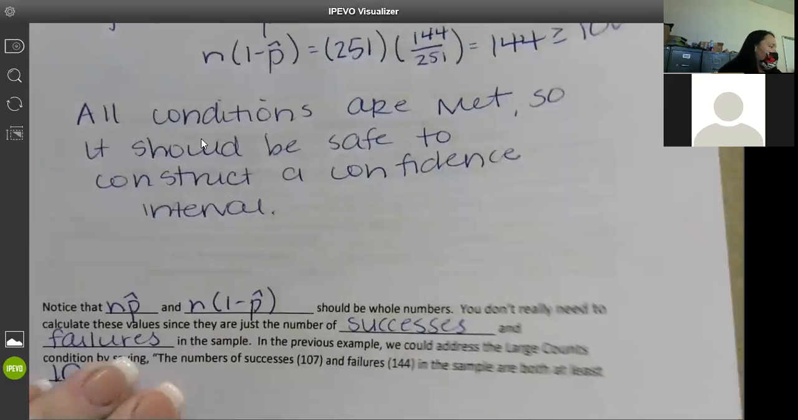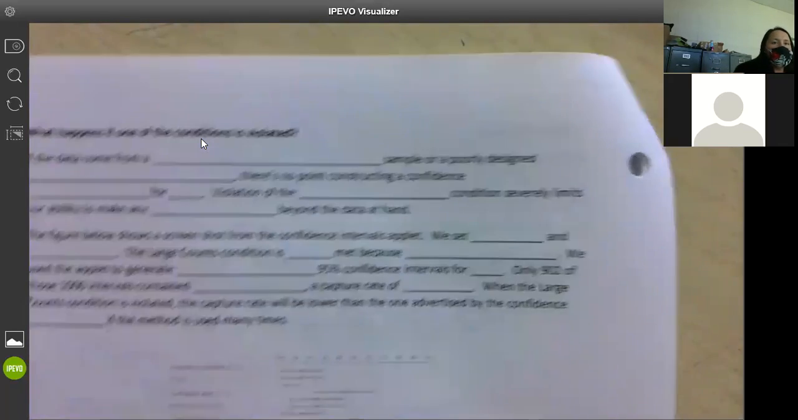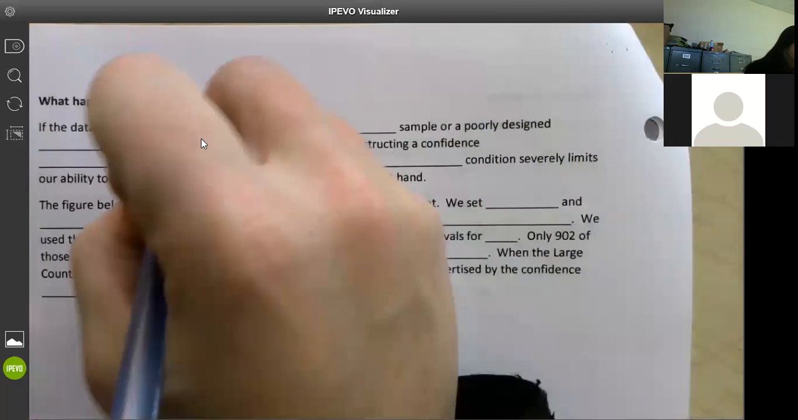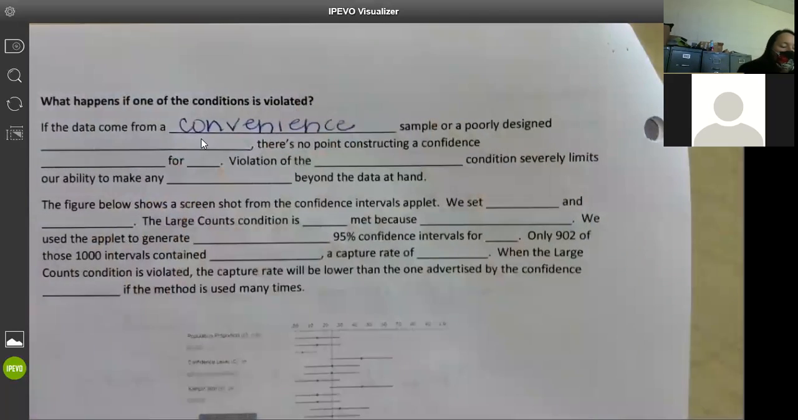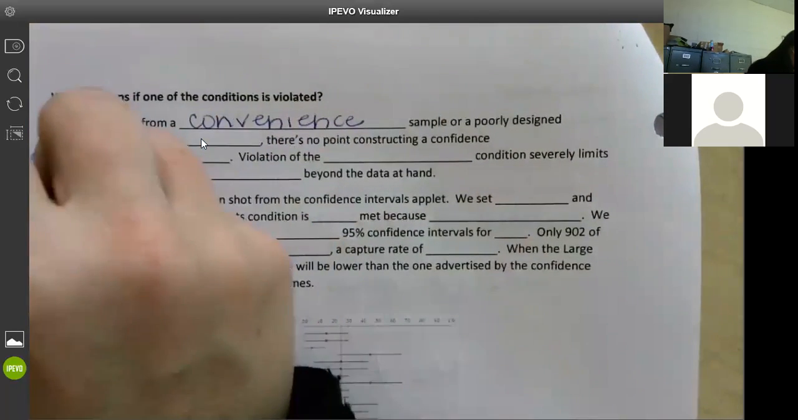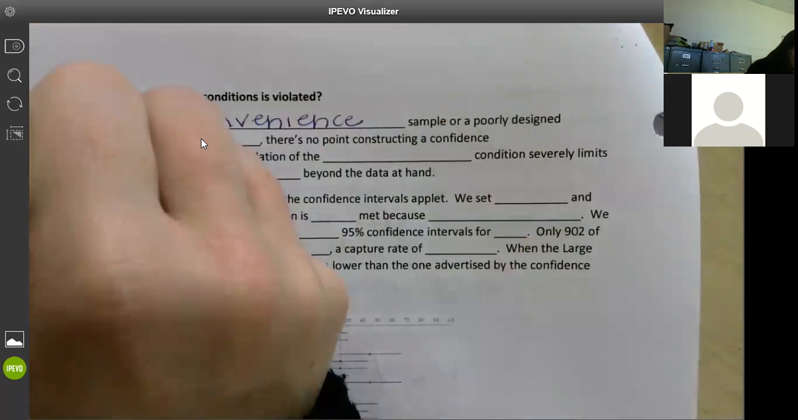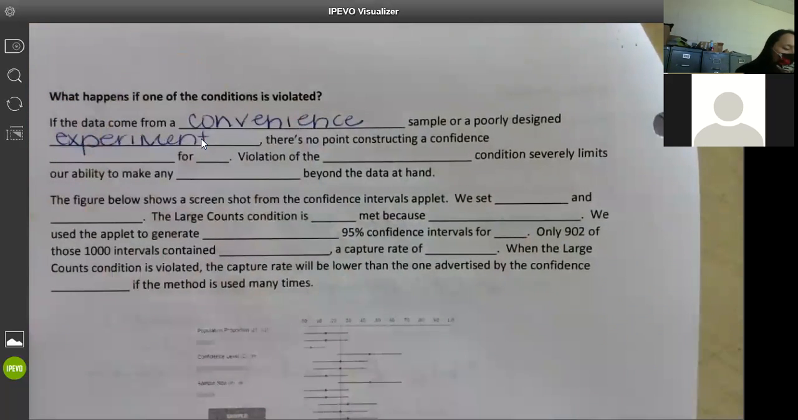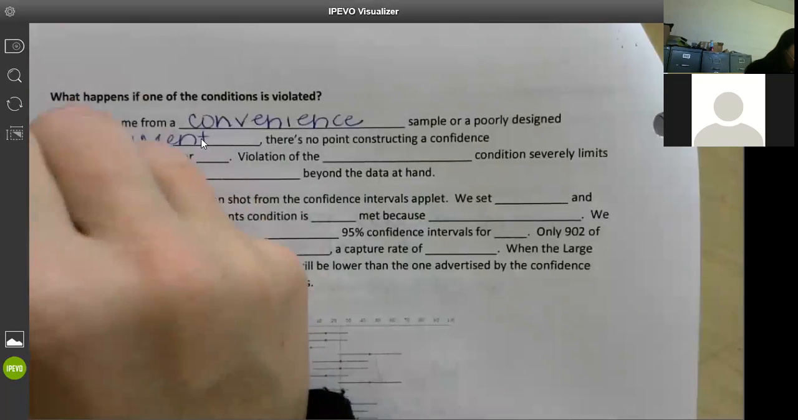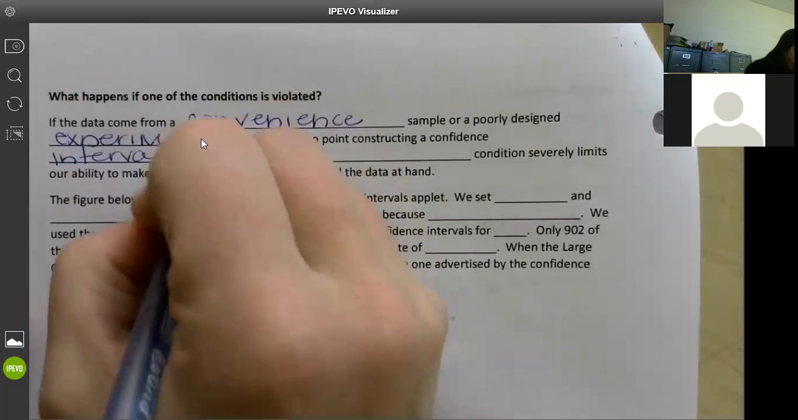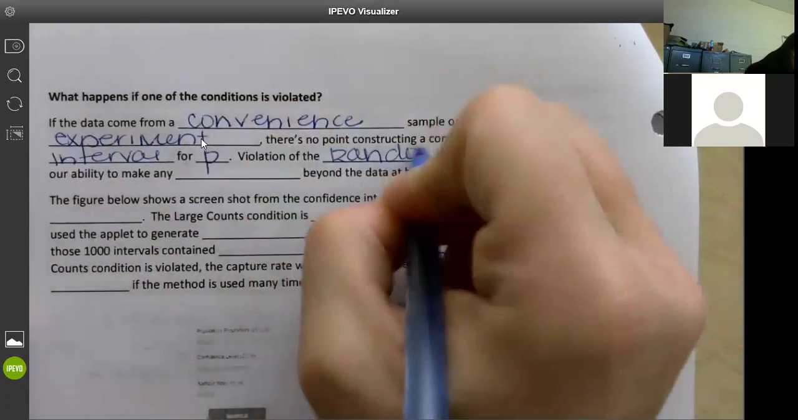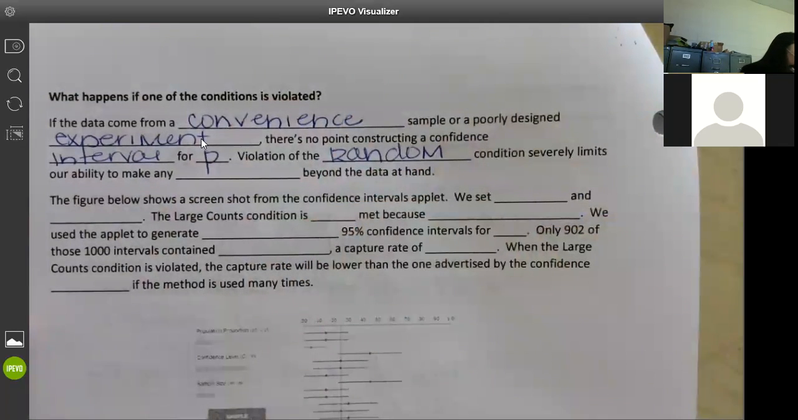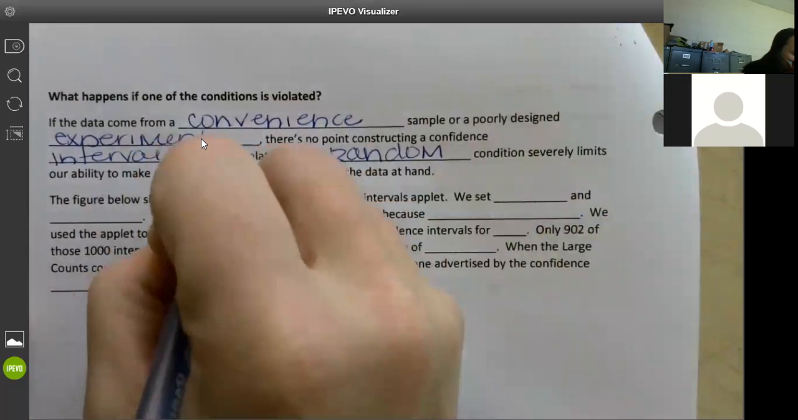All right. What happens if one of the conditions are violated? So if the data come from a convenience sample, or a poorly designed experiment, there's no point conducting a confidence interval for P. Violation of the random condition severely limits our ability to make any inference beyond the data at hand.